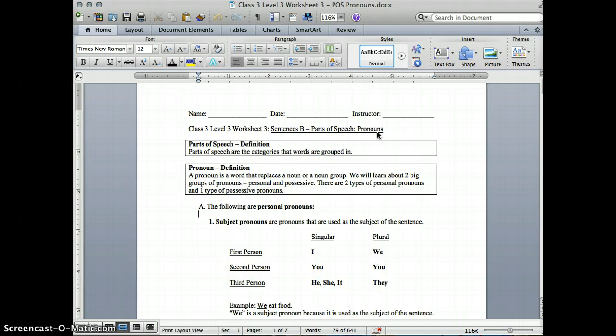Worksheet 3, and this one is about pronouns. So first let's learn what exactly a pronoun is. A pronoun is a word that replaces a noun or a noun group. We will learn about two big groups of pronouns today.